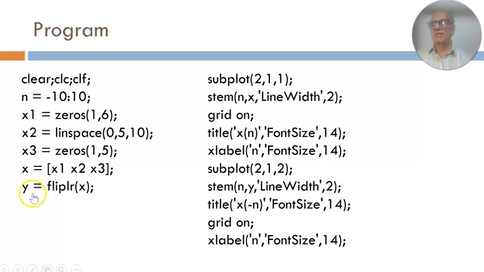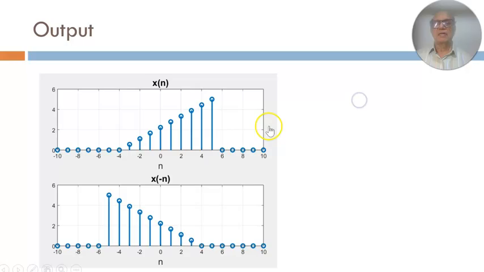But then we had said y equal to shift of x. Instead of that, we are saying y equal to fliplr. So it will perform the folding, or the time reversal, and then it will plot this. So again you can see that this is at plus 5 instead of starting from minus 5, and here it was increasing, here it is decreasing.